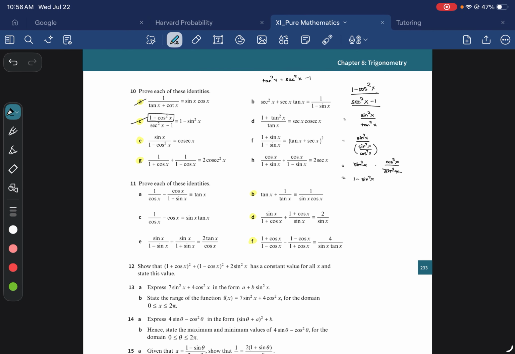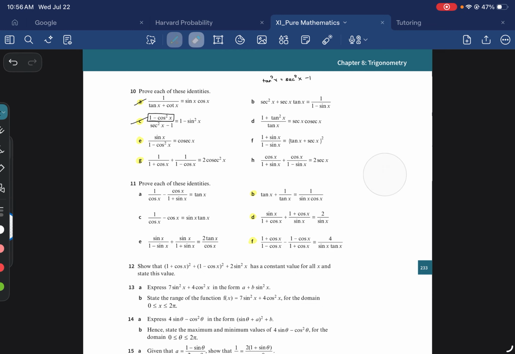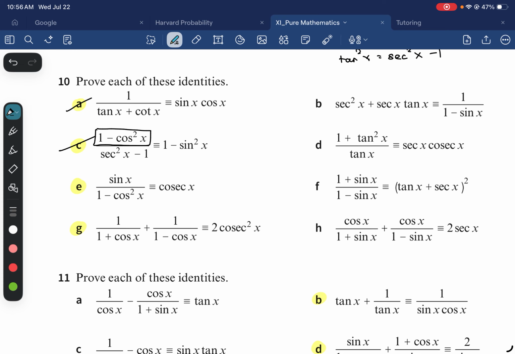All right. And now, this one is very, very simple. Because you have sin x, 1 minus cos squared x is sin squared x. And sin squared x is just sin x times sin x. So you cancel one of them. You have 1 over sin x, which is by definition cosecant x.